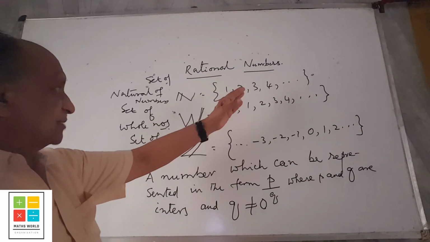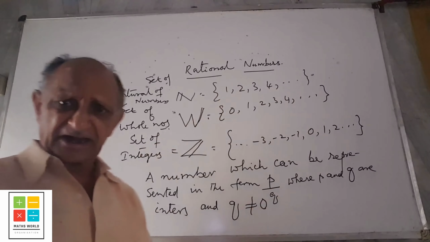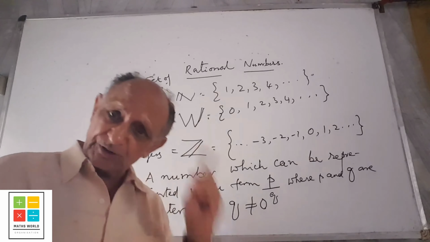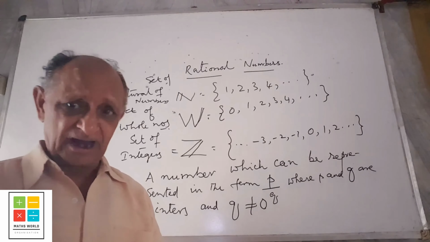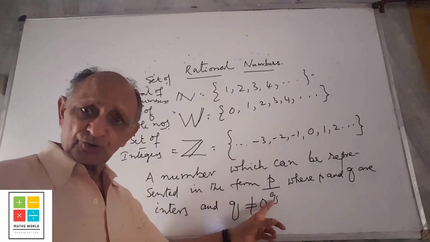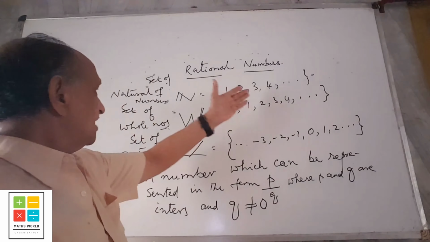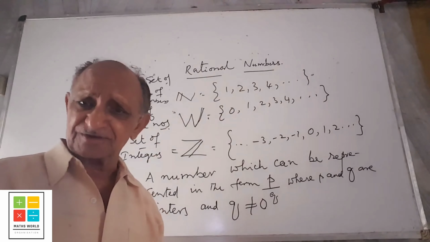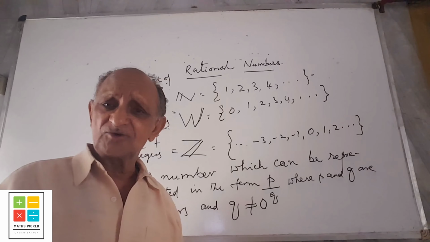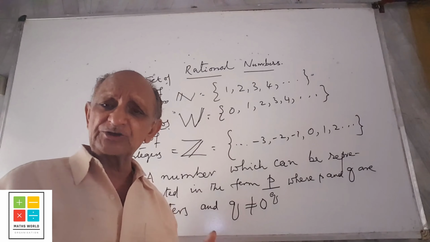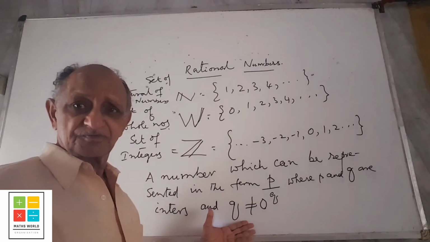So, any integer, for example, integer 1 or integer 2, 2 can be written as 2 by 1. 2 is an integer, 1 is an integer, and 1 is not equal to 0. Q is not equal to 0. They may say only 2, but it means 2 by 1. So, every natural number is a rational number. Suppose I take 4, 4 by 1. P is 4, Q is 1, 1 is not equal to 0, it is a rational number.